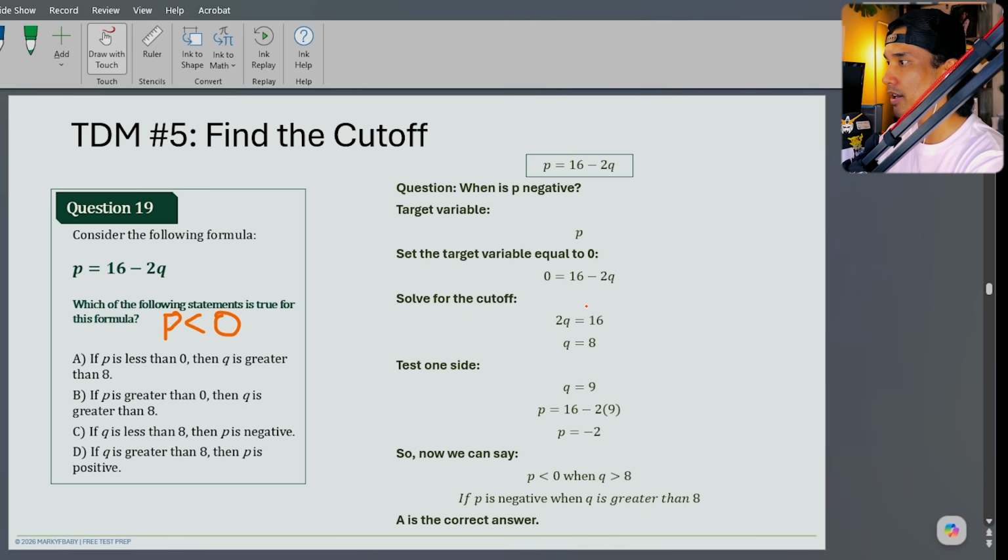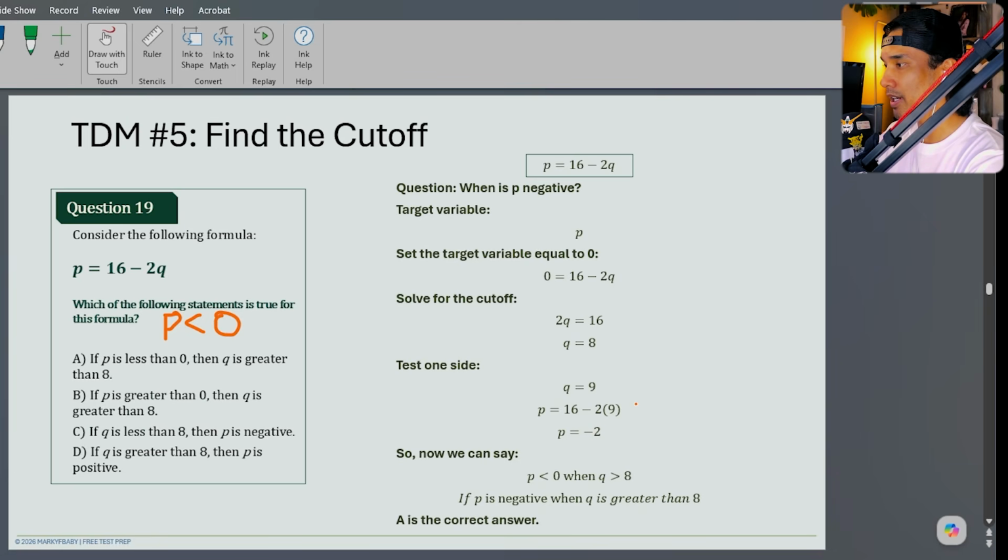We solve for the cutoff, so I add 2Q to both sides, giving me 2Q equals 16, divide by 2, I get Q is equal to 8. I'm going to test above the cutoff, so I get Q is equal to 9. And then I just plug that in to the original equation here. P is equal to 16 minus 2, and then Q is 9 now. I get P is equal to 16 minus 18, equaling negative 2.